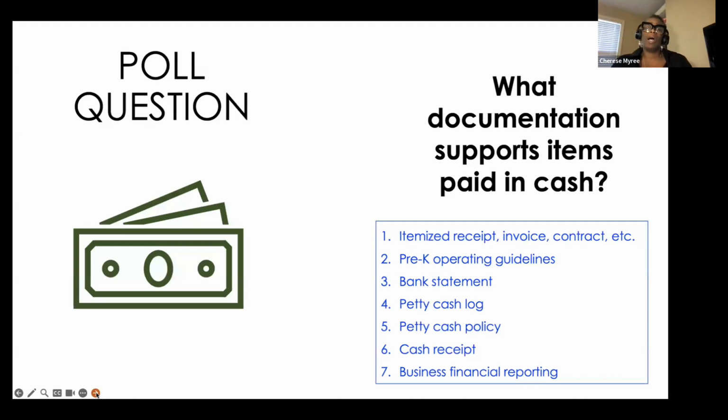It's not necessarily uncommon to use cash for certain types of things, but you should limit your use of cash to a minimum. And also, if there are programs that pay teachers in cash, that is not a good business practice. So you want to make sure that you are paying teachers in a way that can be supported. So you want to examine your business processes and make sure you have, at a minimum, these types of things to show any cash that was from Georgia Pre-K funds that was used on any types of expenses.